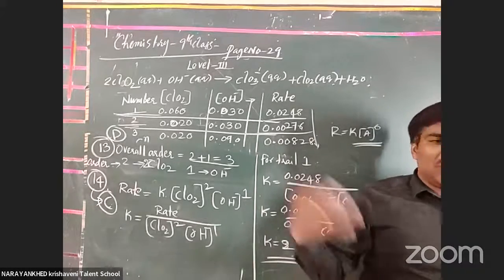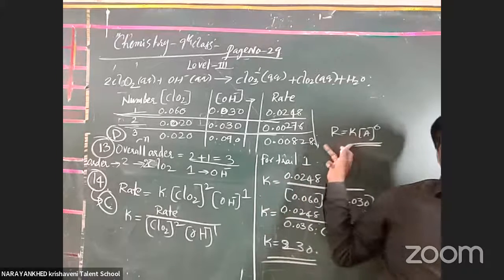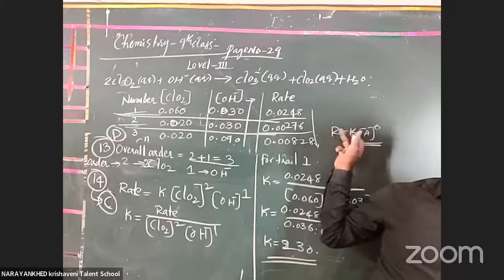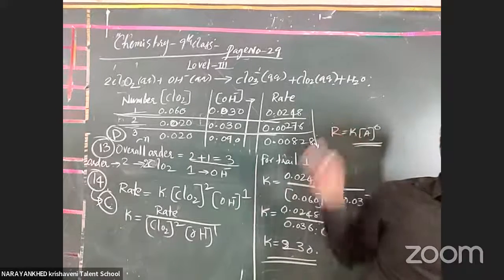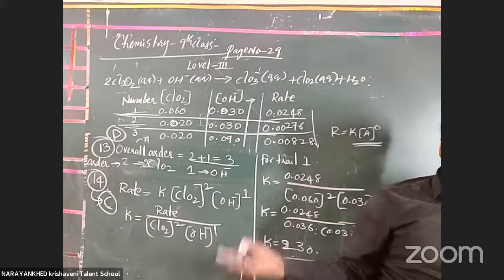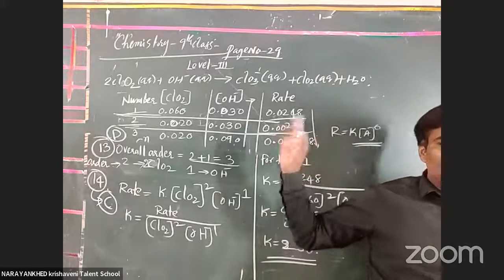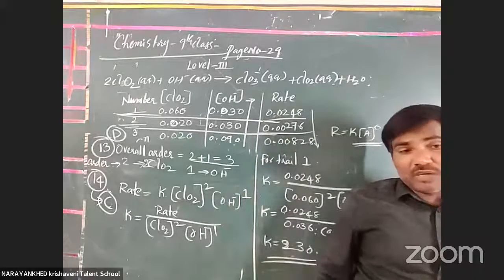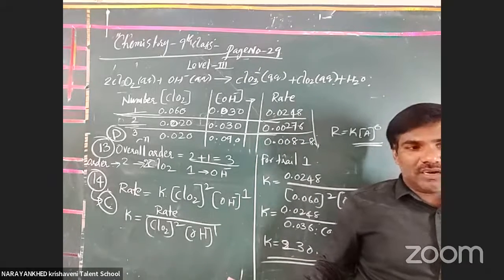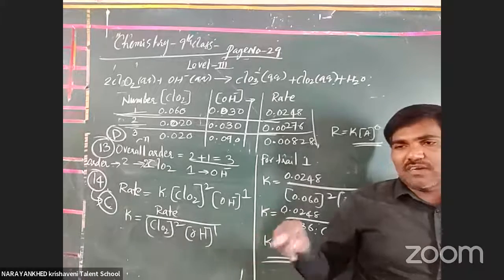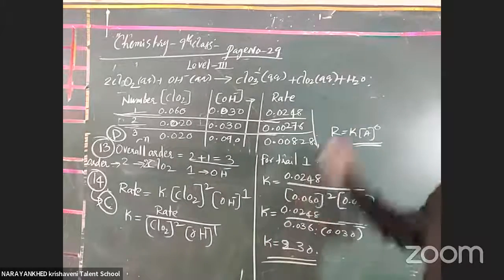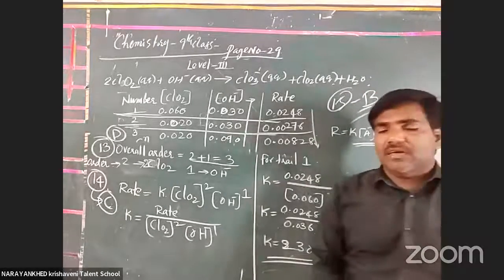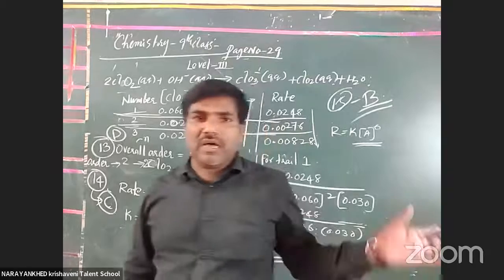What did they give? Zeroth order. For the zeroth order, the power of the concentration in the rate of reaction is 0, so the rate does not depend on the concentration. Whatever the concentration of A, the rate remains the same for the zeroth order. Got it or not? That's why the 15th answer is B. Clear or not? In this way you have to solve all the answers.